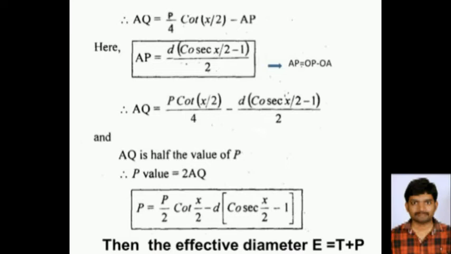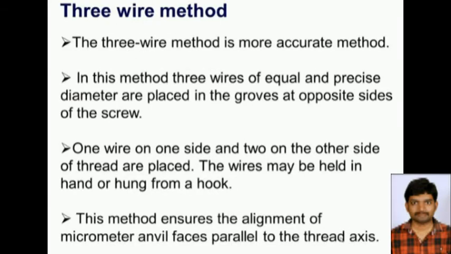So once we get the p, we can also get the t value. So t equal to m minus 2d. If we know the t and p values, then the e value can be calculated. That means the effective diameter is calculated. Okay, so now we will move to the three wire method.